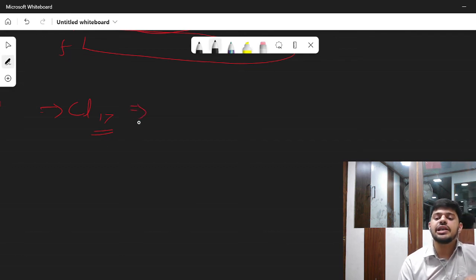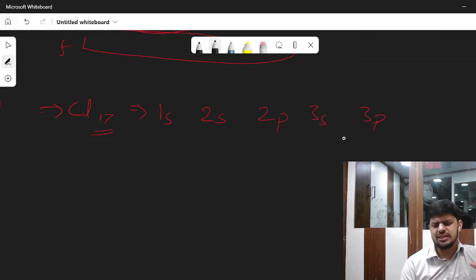Firstly the electrons will fill in the 1s, then 2s will come. After that, 2p will come. Then 3s will come, and then 3p. You always remember, s will have a maximum of only 2 electrons. Every s, 1s, 2s, 3s, 4s, 5s, will have a maximum of 2 electrons. So 2 electrons here. How much left? 15 electrons left. Now this is 2. Again 2 electrons will come here. So how much left? 13 left.